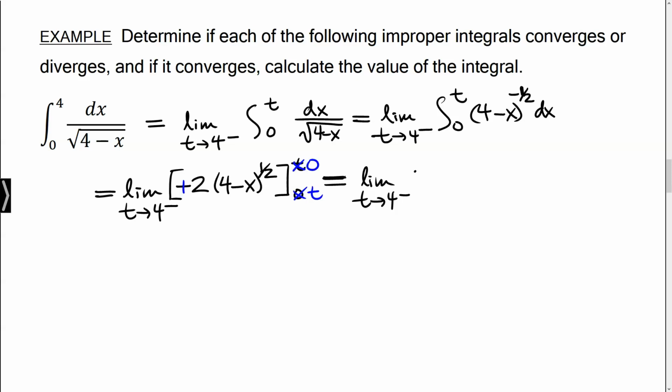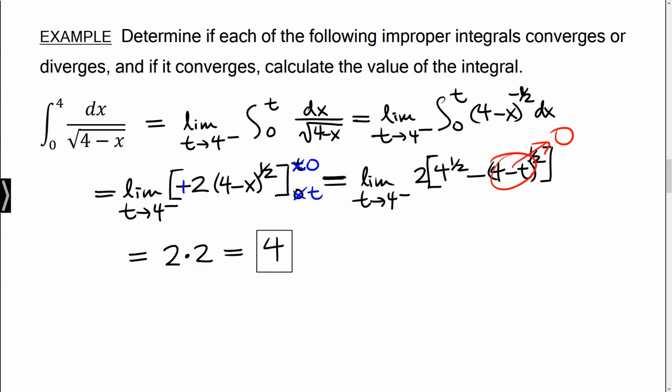So that'll give me 2 times 4 minus 0 to the 1/2, so 4 to the 1/2, minus 4 minus t to the 1/2. Now as t goes to 4, 4 minus t goes to 0. So this entire variable term is going to 0. We're just going to be left with 2 times 2. So this has limit 4.